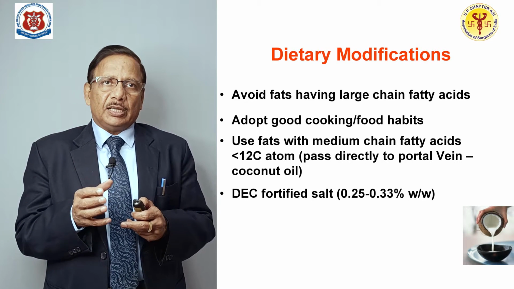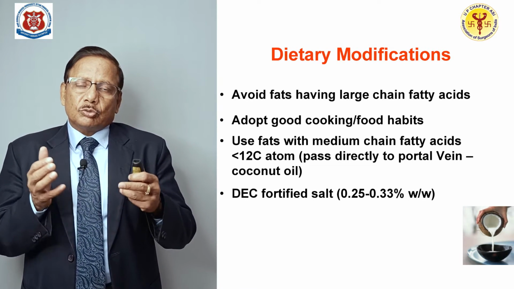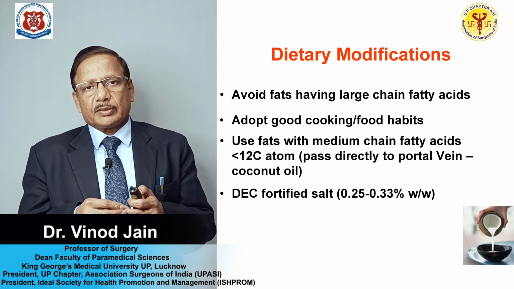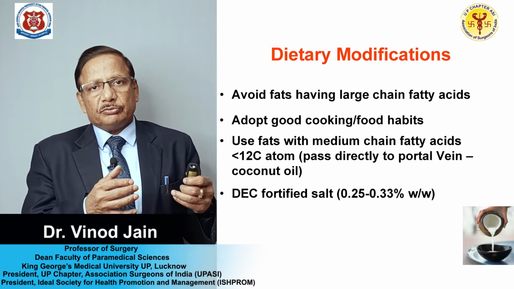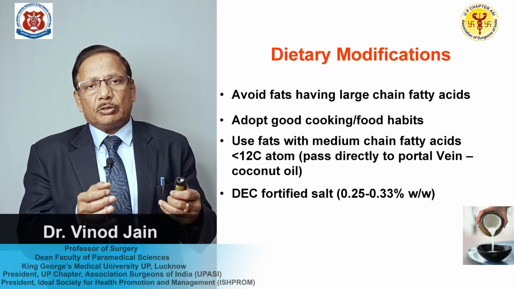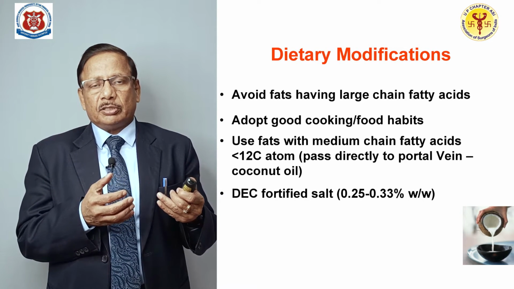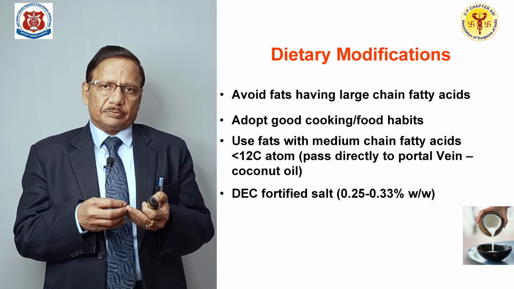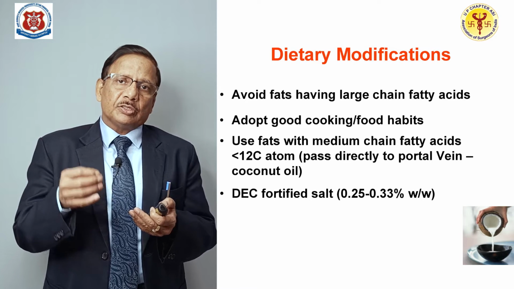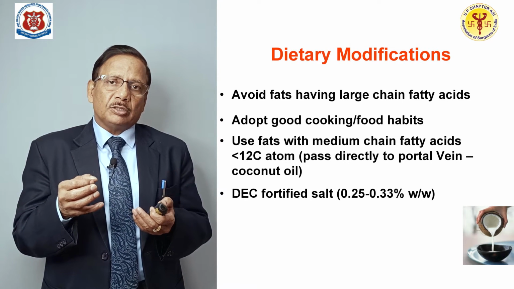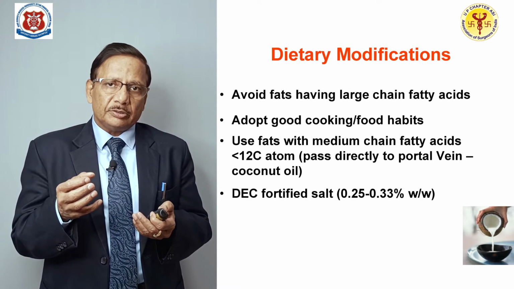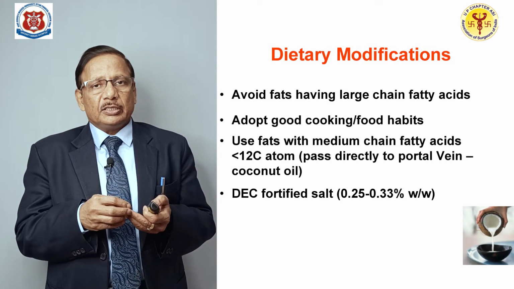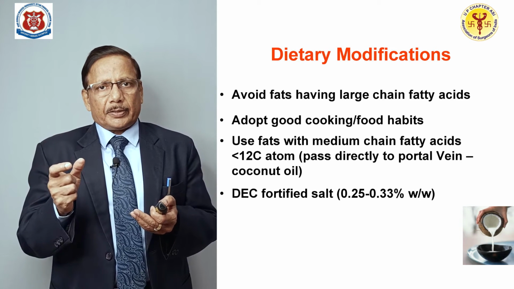Apart from that, we should have good cooking and food habits. What is meant by good cooking habits? While cooking, we should use the least amount of oil. We should have boiled vegetables or boiled food or baked food. If at all we are using oil, then we need to use non-stick cookware, so that a minimum amount of oil is required for frying. We should avoid deep frying.